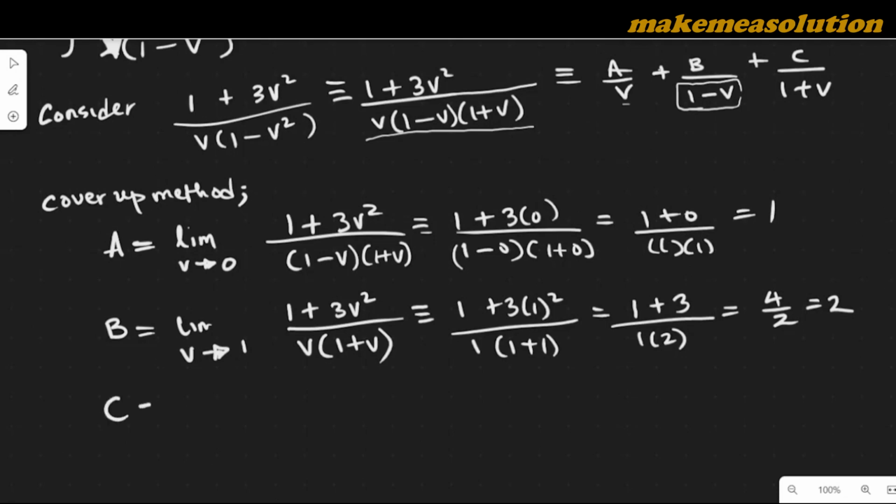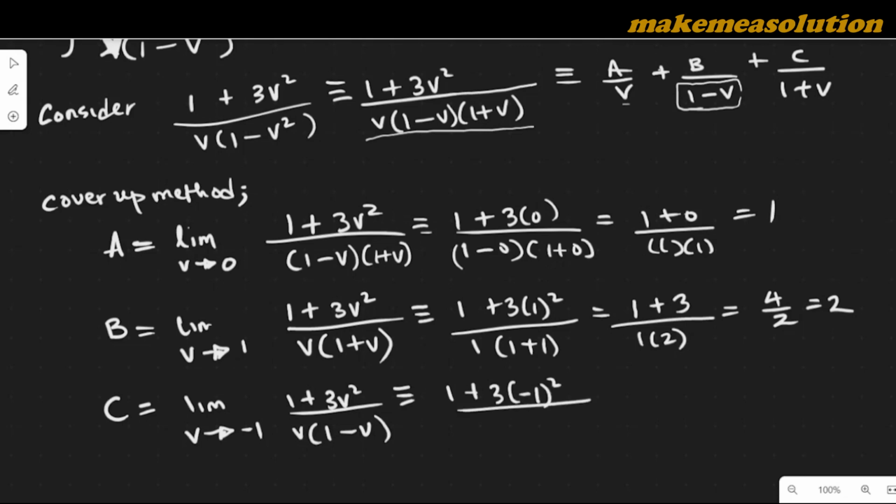Then C is going to be the limiting value as v tends to minus 1. So (1 plus 3v squared) over, you have v, then (1 minus v). Nice. So this is (1 plus 3 times minus 1 squared) over, what do you have? Minus 1 times (1 minus 1).